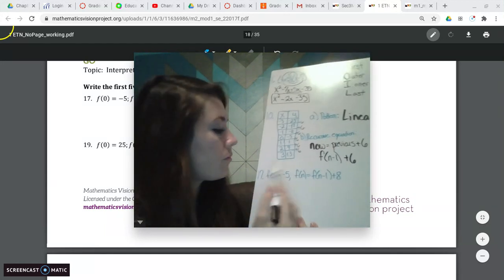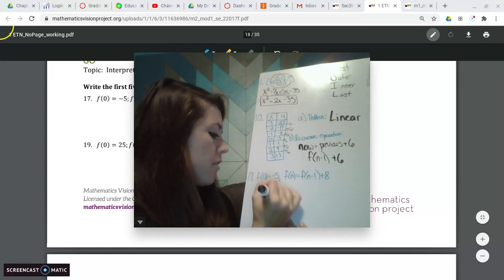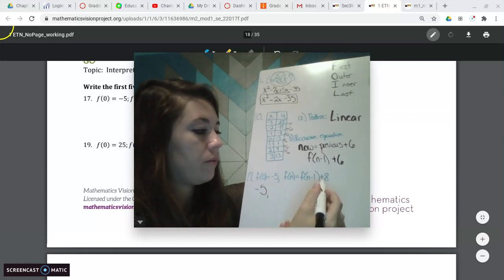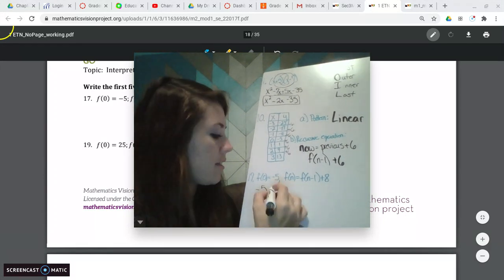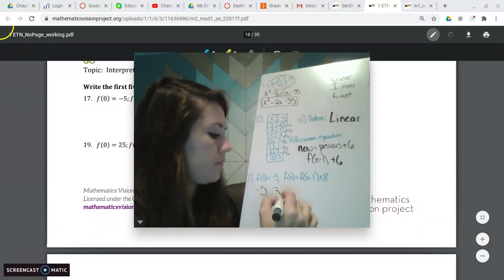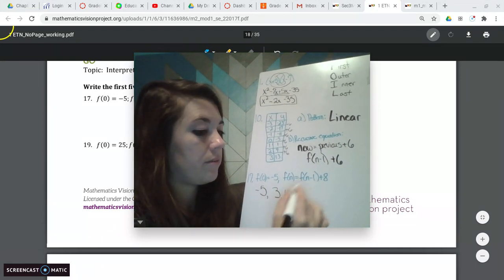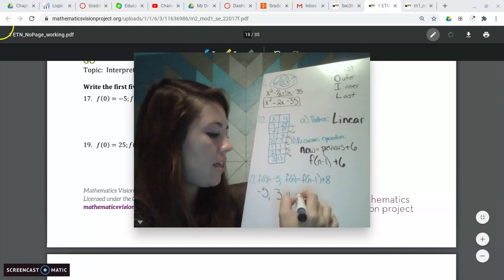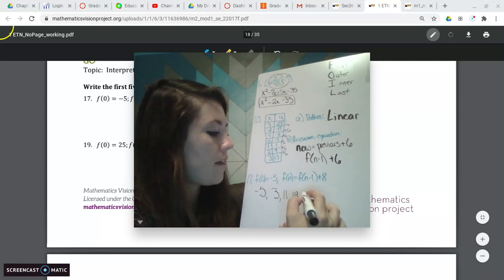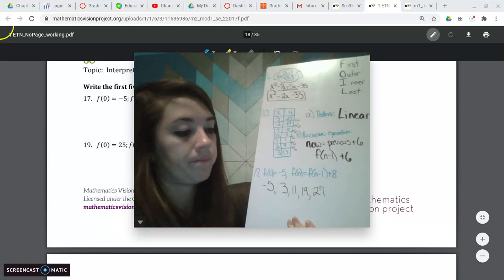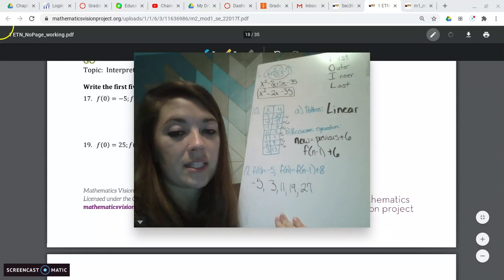So 0 represents our starting number. So this is the first term. Then we're going to add 8. So negative 5 plus 8 is going to give us 3. 3 plus 8 is going to give us 11. 11 plus 8 is going to give us 19. And 19 plus 8 is going to give us 27. So that is how we find the first 5 terms in the sequence.